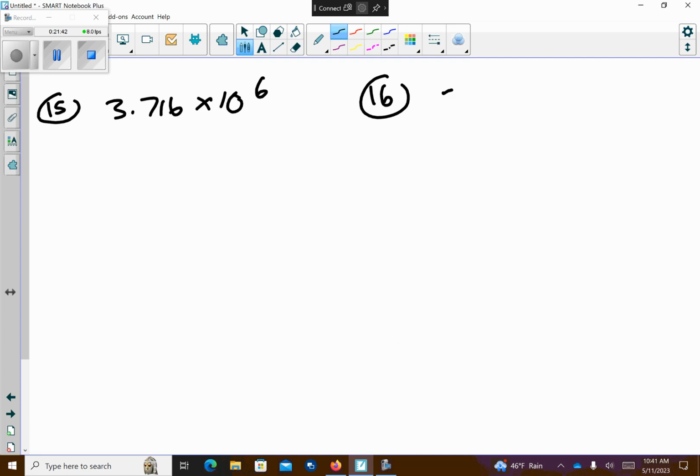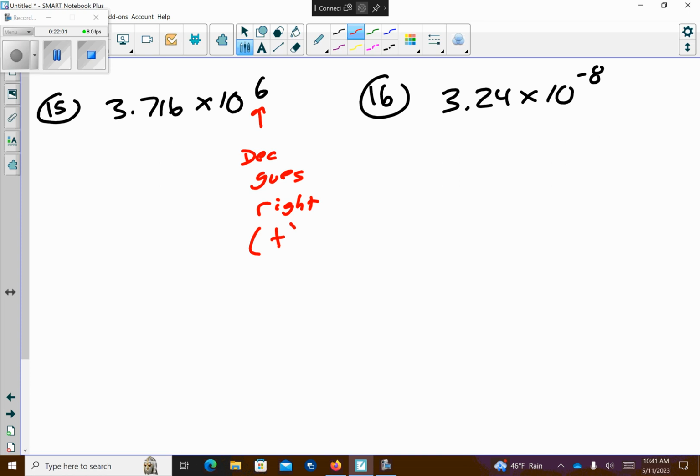All right, let's refocus. Hey, we're almost done. Now I'm going to put a couple notes. Notice how this one means decimal goes right because it's positive. Does that make sense? So ready? We're going to count. 1, 2, 3, 4, 5, 6. That's my answer.